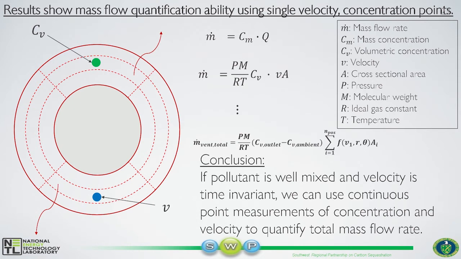Our studies found that if the pollutant, CO2 in this case, is well mixed and the velocity exiting the vent is fairly stable in time, we can use continuous point measurements of just concentration and velocity to quantify the mass flow rate from the vent at any given time.